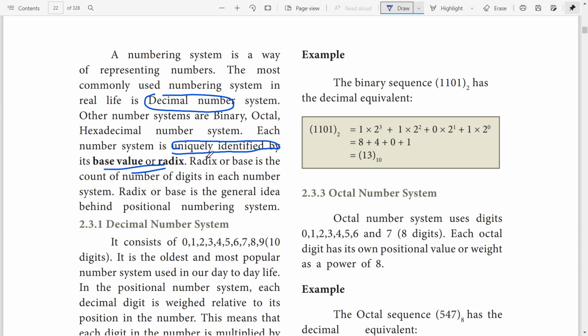Radix or base, this one is a 2-mark question. Radix or base is a count of the number of digits in each number system. Radix or base is a general idea behind the positional numbering system.